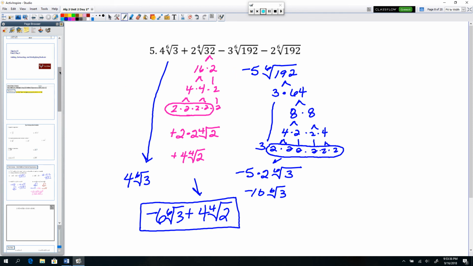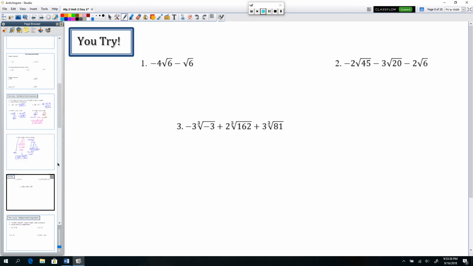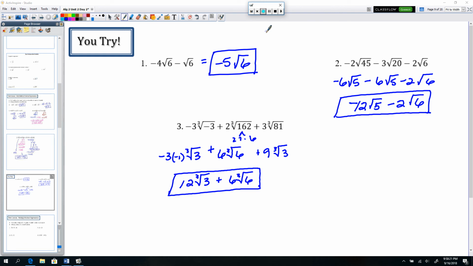Now I want you to try the next 3 problems on the practice. I want you to pause the video and then come back and check your answers. Okay, so pause the video, try these on your own, and then come back and check your answers. Okay, take a minute to check your answers here. If you need to pause and stare at the work for a little while, please do so. But hopefully you got these three answers after you looked at these.